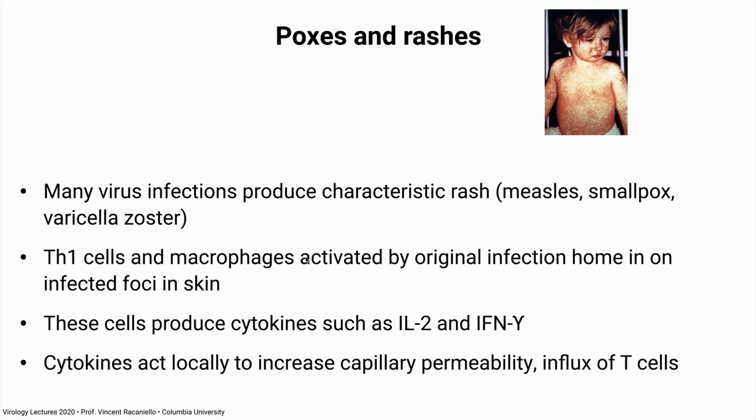Th1 cells and macrophages home in on these foci. They produce cytokines, and the cytokines increase capillary permeability. They cause an influx of T cells, and that's what each of those little rashes is, caused by these cytokines. It's an immune reaction.